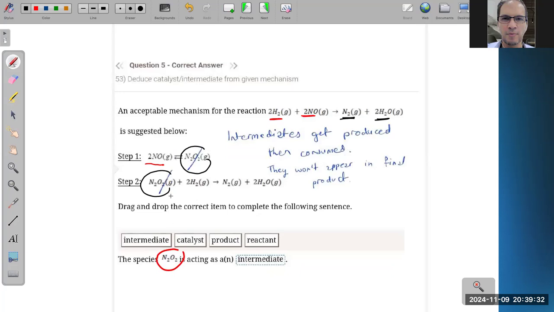Where is the catalyst here? Can you give me a catalyst here? Is there a catalyst? No, there is no catalyst here. I don't see any catalyst. What about H2? H2 is a reactant, right? Because it is at the beginning and disappears. What about NO? Reactant. What about N2? Product. What about H2O? Product. Right.